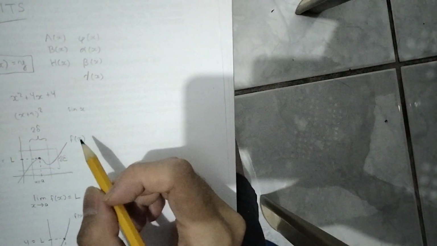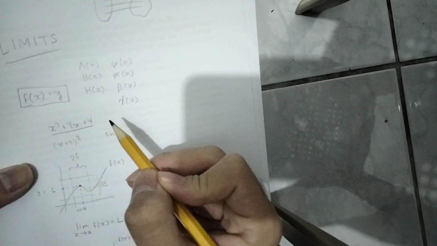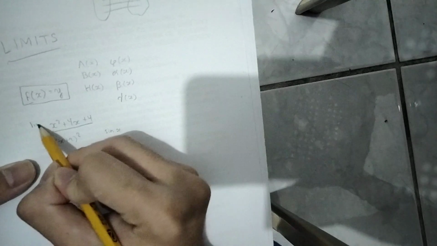complex limit to solve. Let's try this one over here: x squared plus 4x plus 4, and let's say evaluate that for x equals 1. And okay, here's a shortcut that I want to teach you guys.